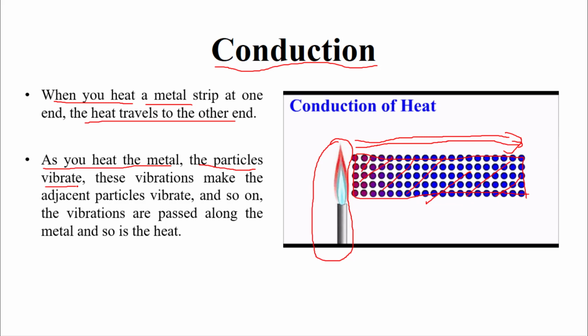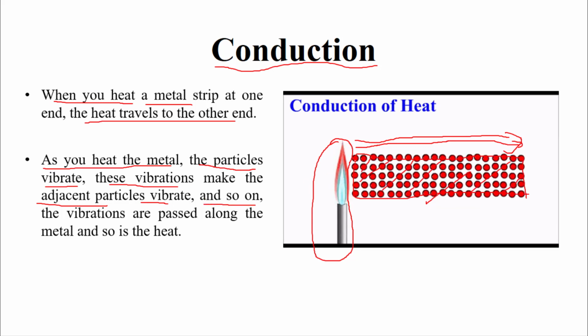we said earlier that the molecules of the solid have very strong bonding. Okay, so they vibrate in their place. These vibrations make the adjacent particles vibrate due to the very strong bonding. Okay, the other molecules will vibrate, so we have kinetic energy of the molecules. Okay, as they start to vibrate, their temperature will start to increase.